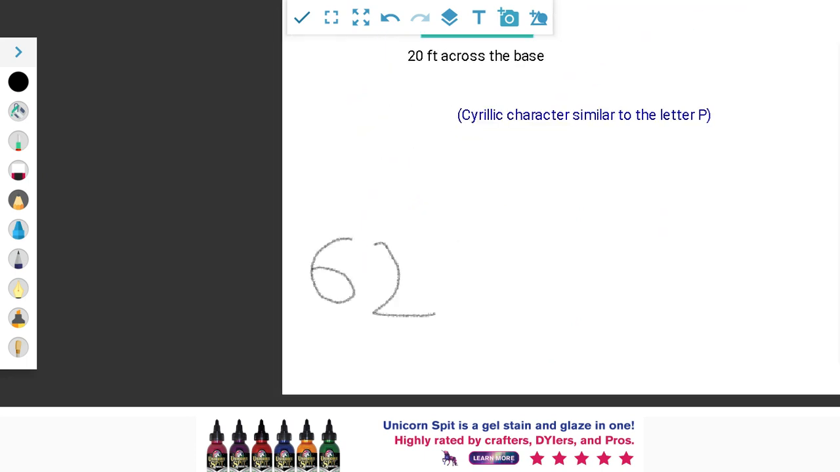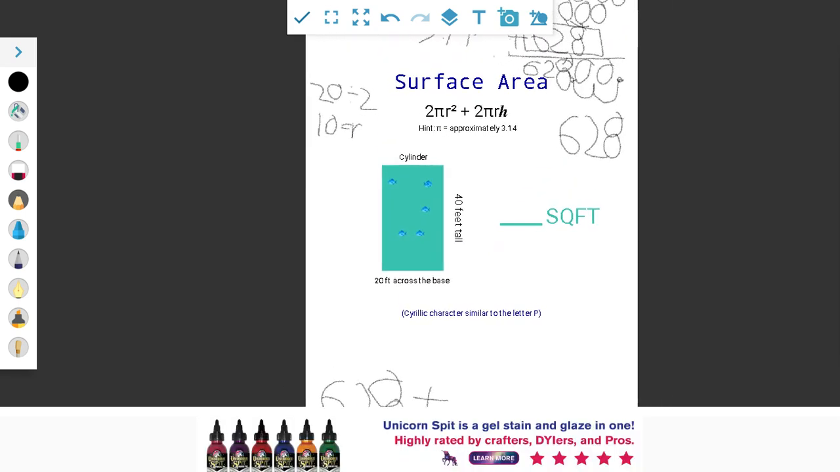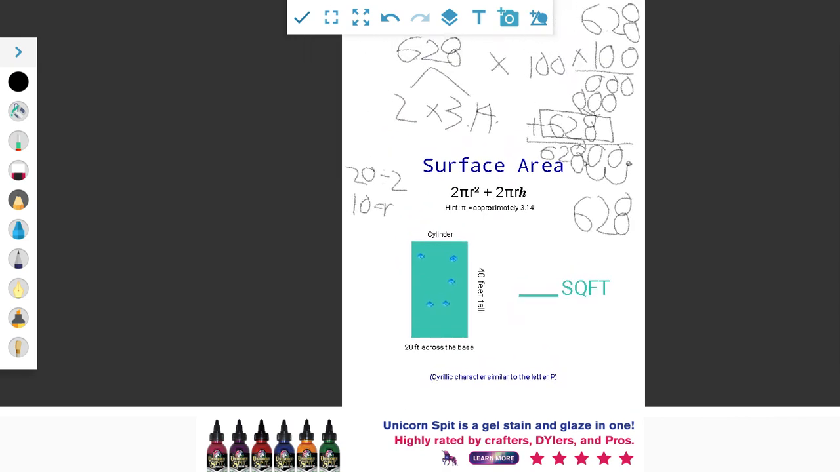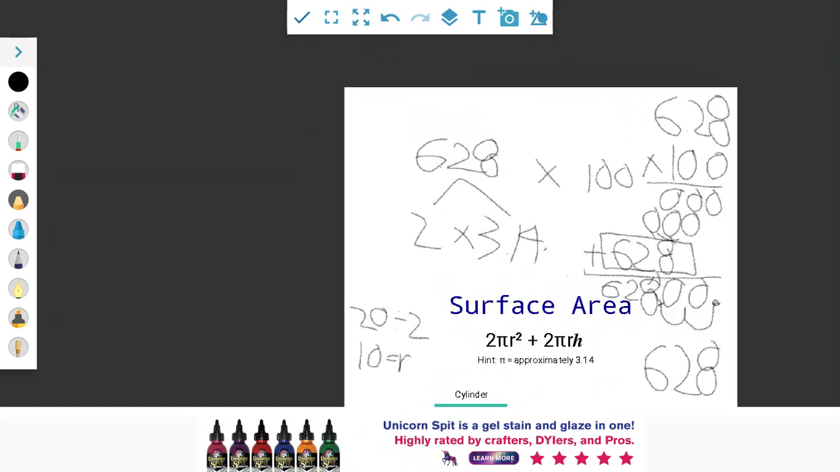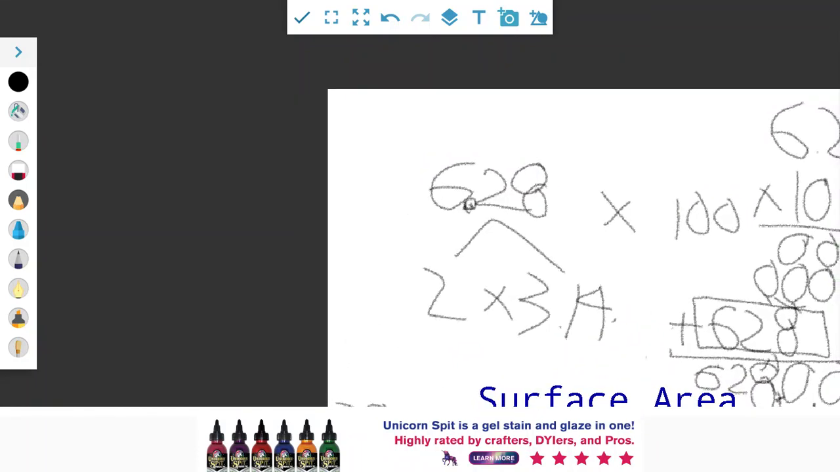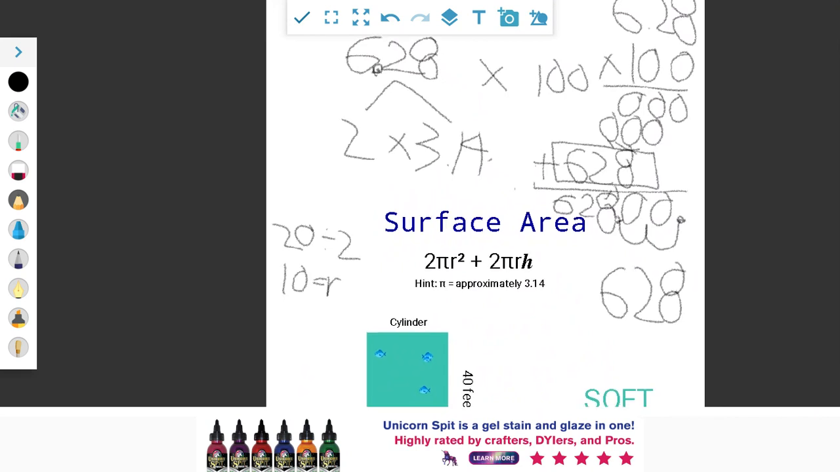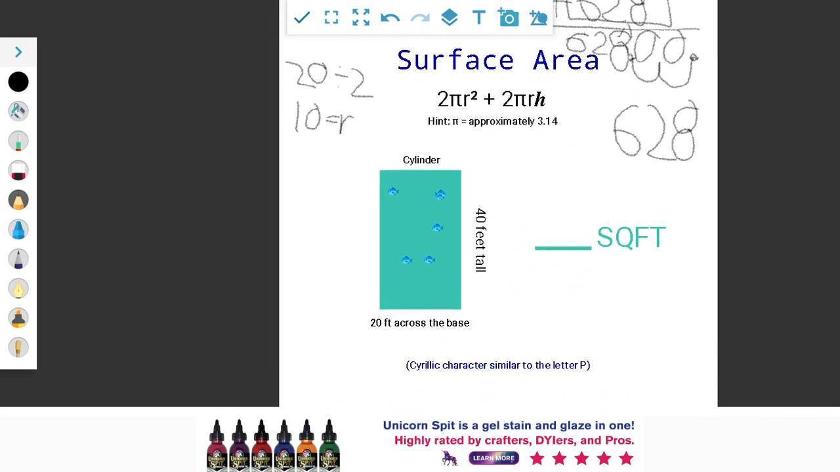So 628 plus what was the other one? 628 plus. So we have 2 times 3.14, which we knew was 6.28. Let me draw a big decimal right there so that you guys can spot that. 6.28. So 2 times 3.14, okay, 6.28, times the radius, which was 10, times the height. So 6.28 times 10.